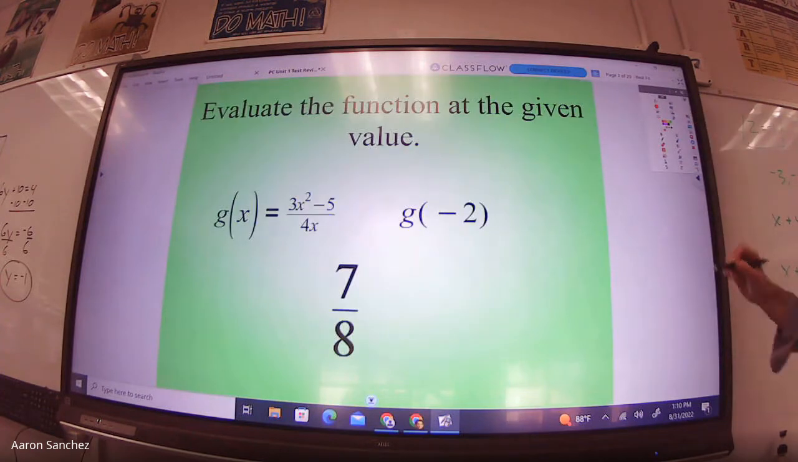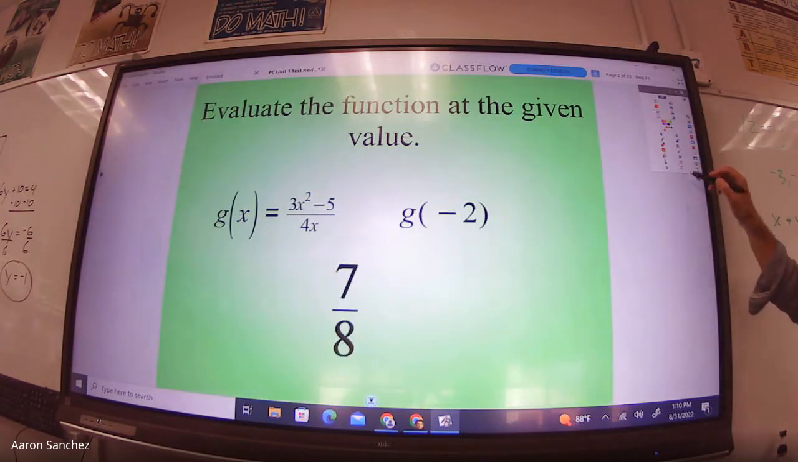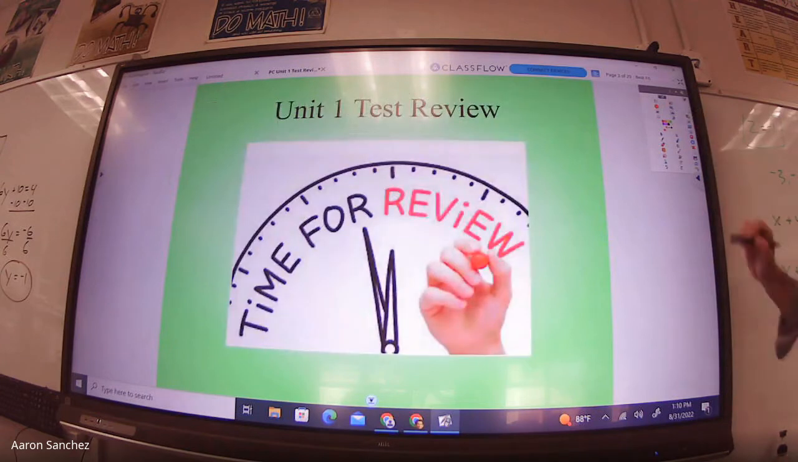Why did I say positive 7 over? Is it negative 7 over 8? Yeah. Okay, negative 7 over 8. It's negative 7 over 8, right? Okay. So negative 7 over 8.